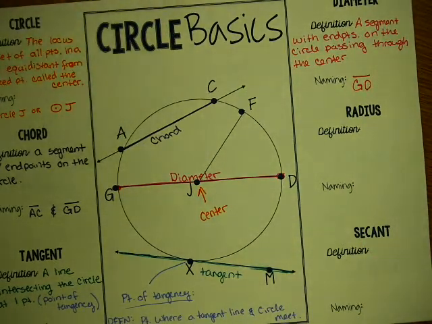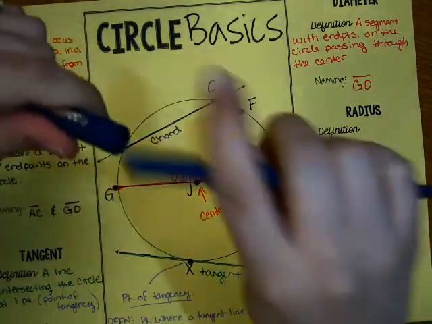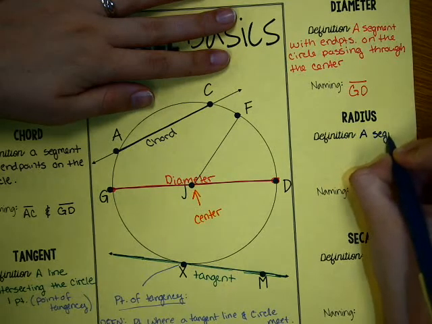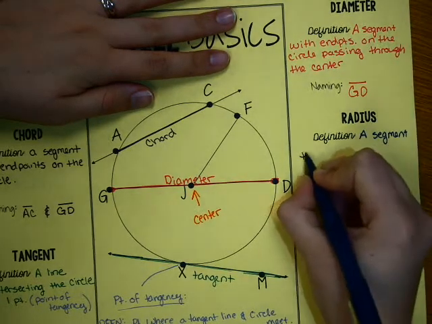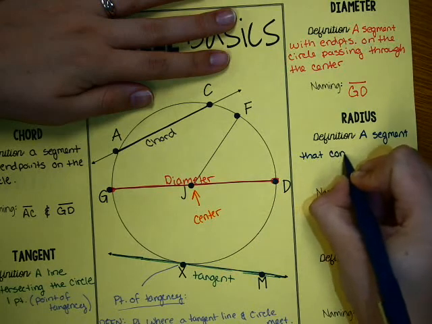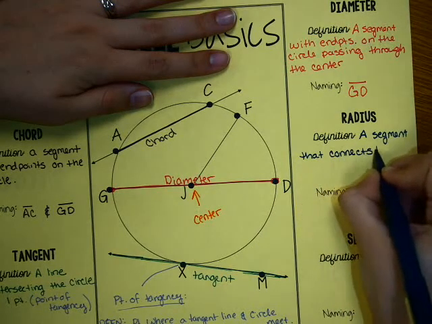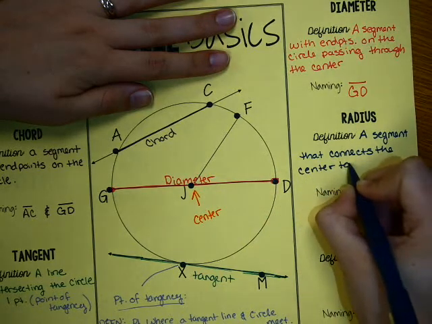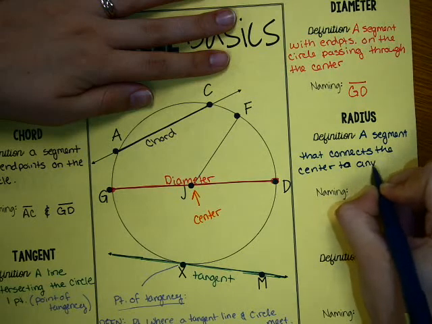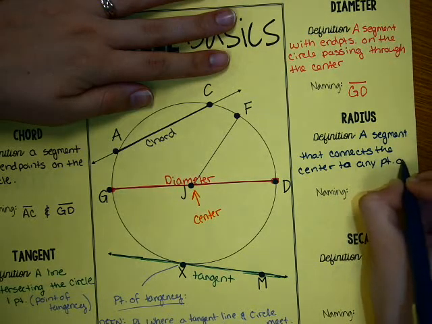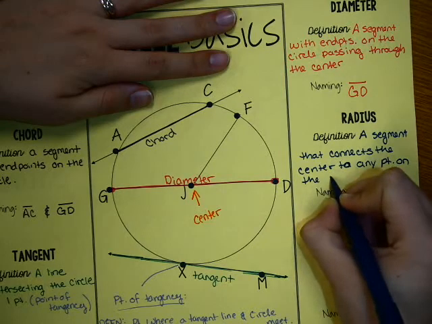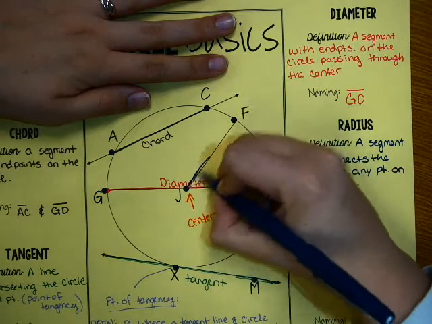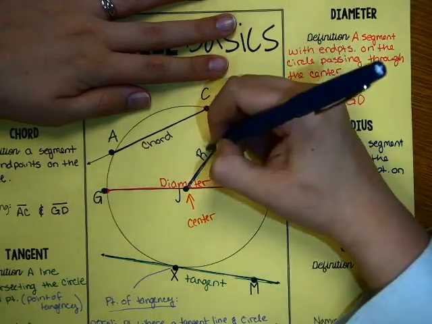A radius is our next definition. And the radius is a segment that connects the center to any point on the circle. So here's the radius in this picture.